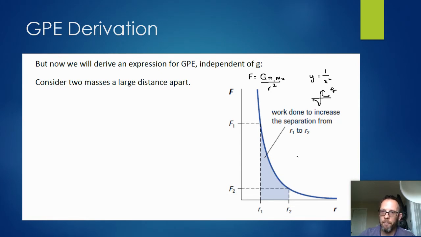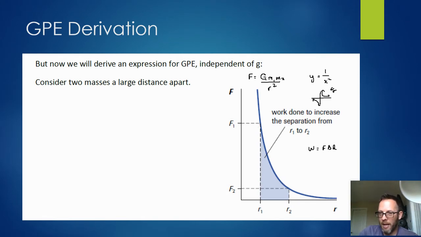The key idea is that for a constant force, we've been using work equals force times distance, assuming they're in the same direction. We're doing something similar here. To get the work done in this case, separating two masses, we find the area underneath this curve. That's how you can find work in general, by finding the area under a force-displacement curve. We're going to do it here.